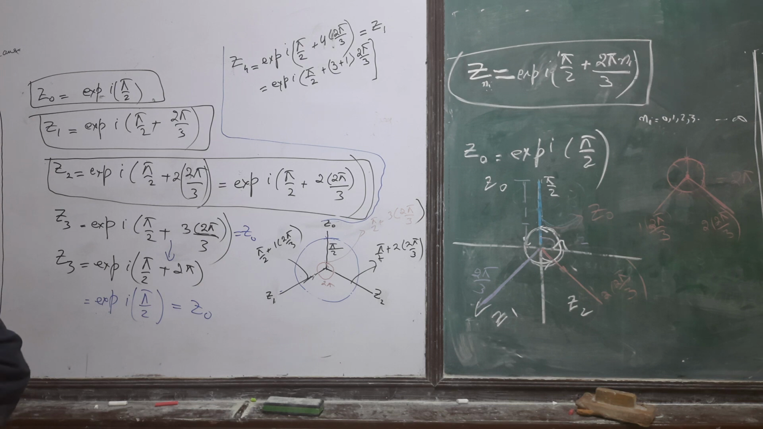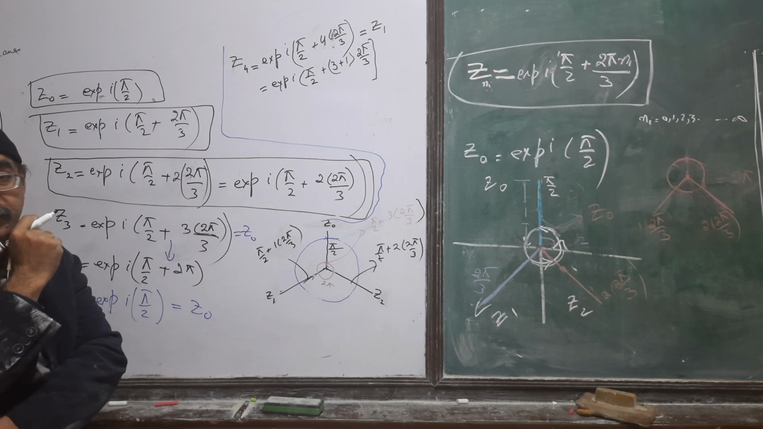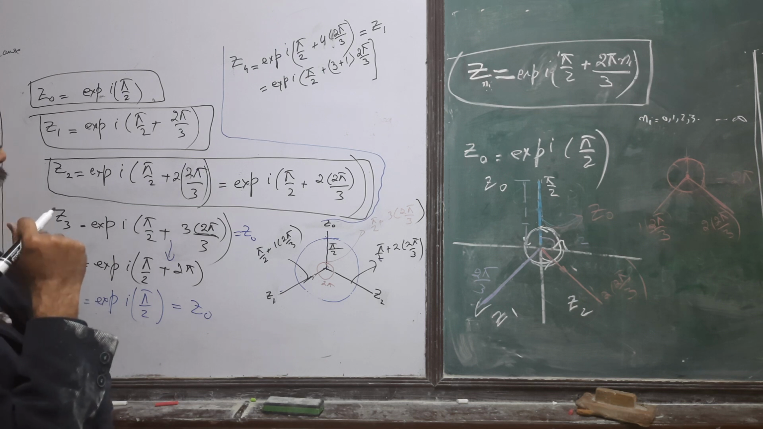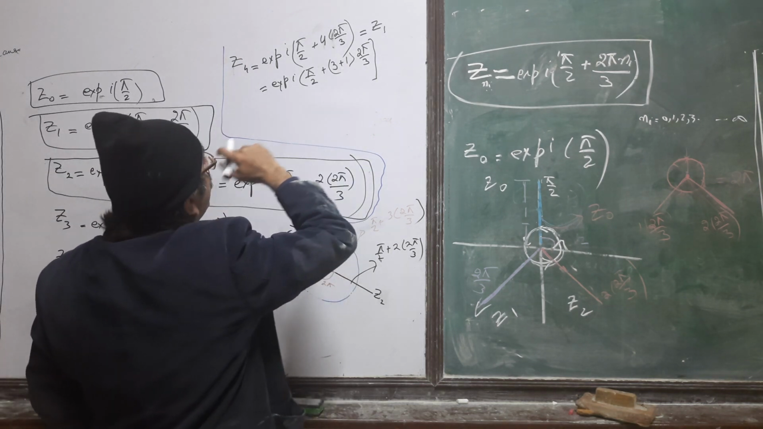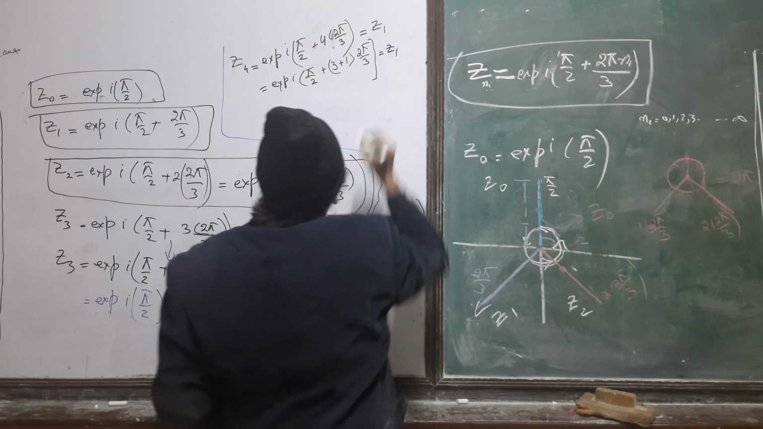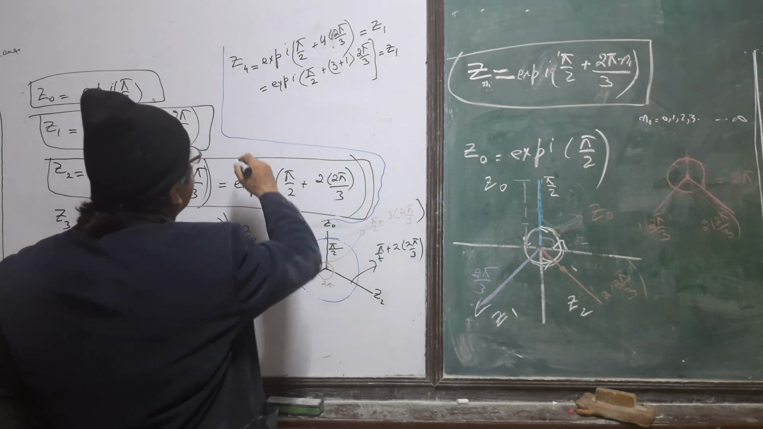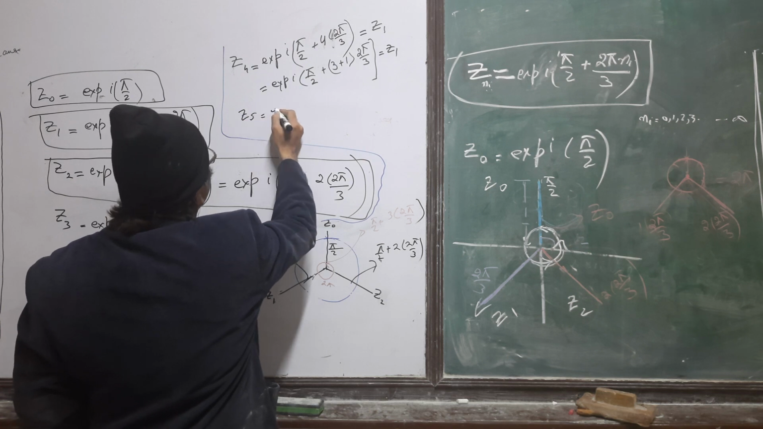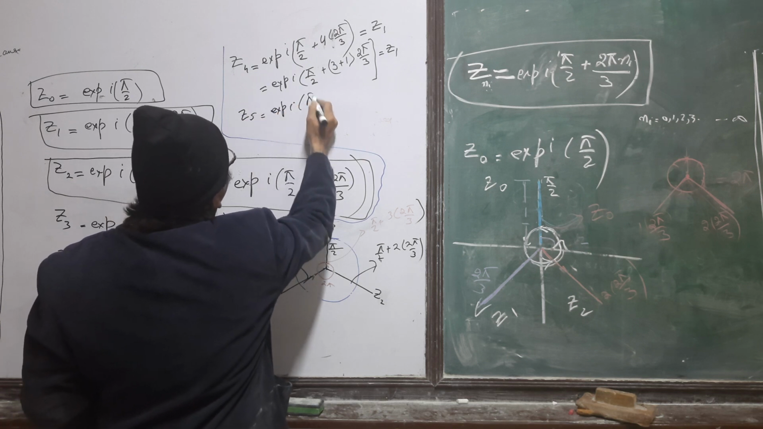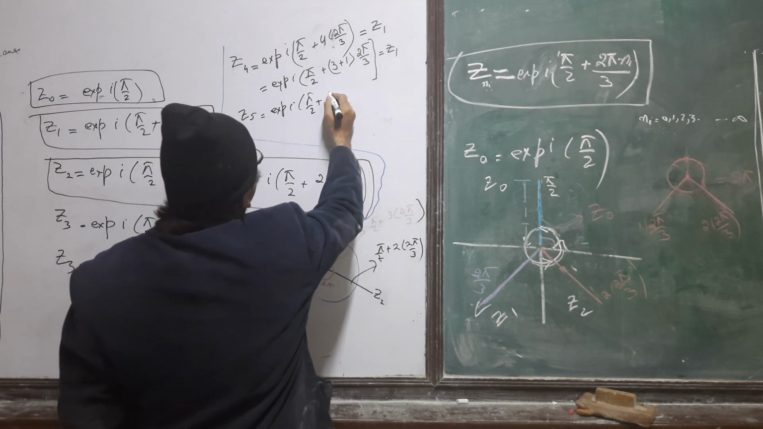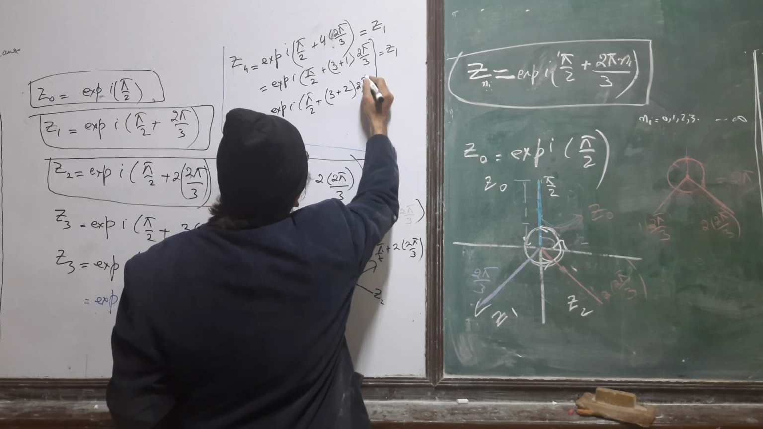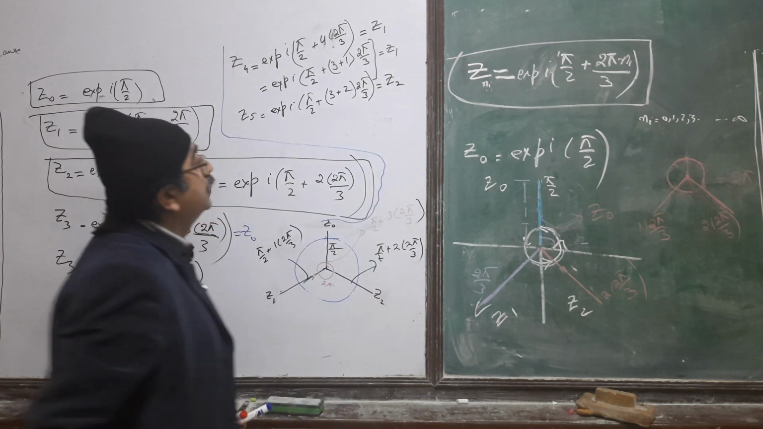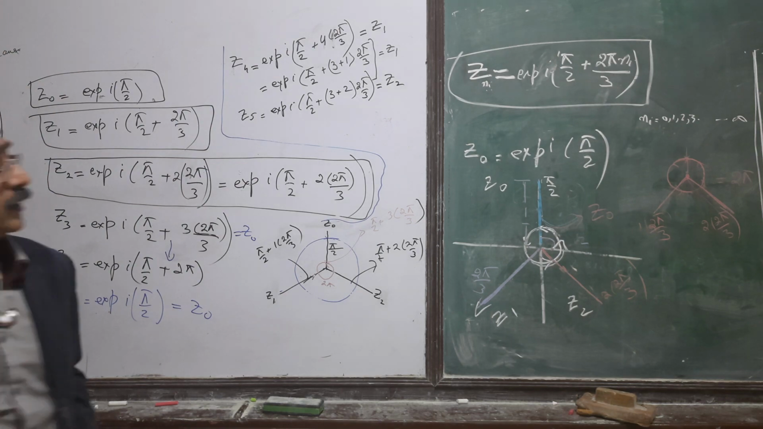This may be right in this way. 3 plus 1. Okay. And this will be a Z1. And Z5 will be exponential of iota pi by 2 plus 3 plus 2, 2 pi by 3, and this will be a Z2. Okay.